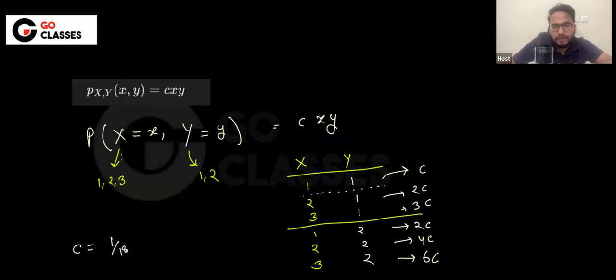Okay, 1 by 18. Yeah. So one of the students, Hasti, is saying that 1 by 18 is the answer, which is indeed the answer, right?